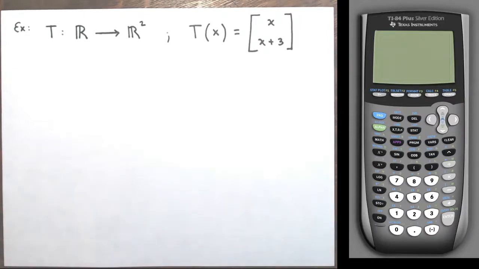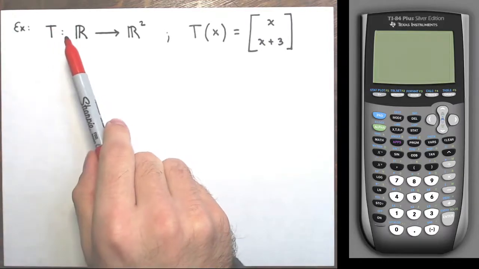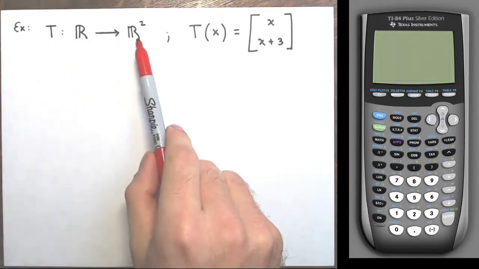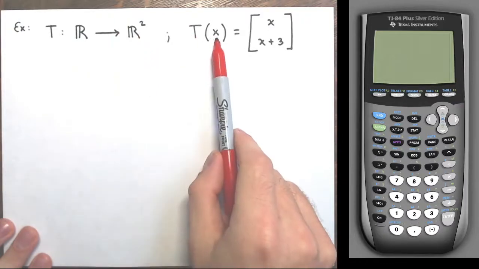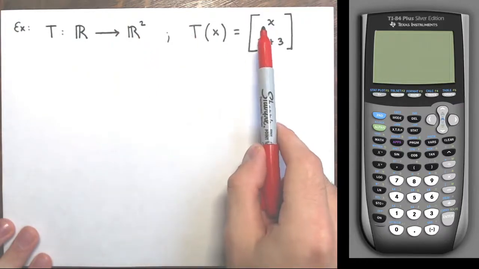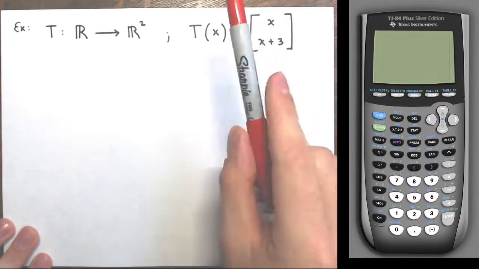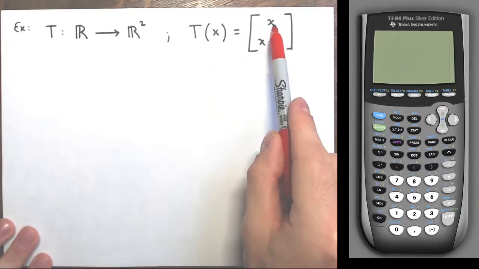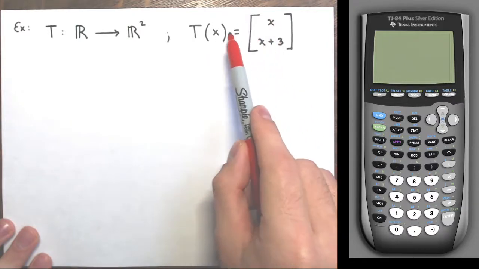Okay. So here I have a transformation from the reals, the real numbers, to R2. My input is simply a real number x, and my output is a vector with two components, something from R2. So T of x has the first component as whatever the input is, and the second component is the input plus 3.